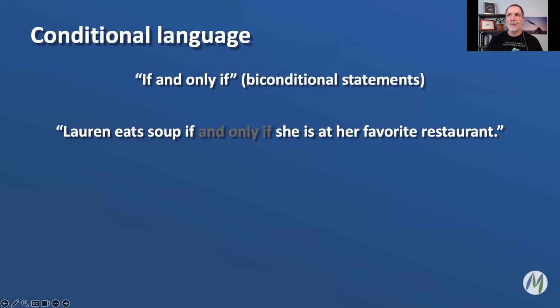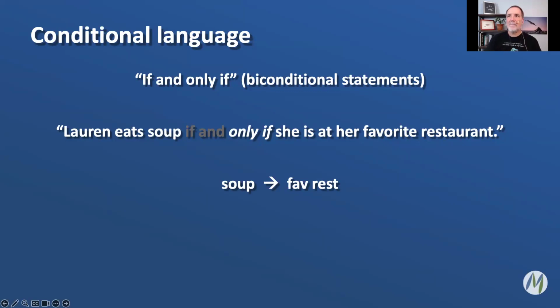So what do we do with this? Well, we just look at one at a time. Lauren eats soup if she is at her favorite restaurant. If she is at her favorite restaurant, then she eats soup. Right? So we can diagram it that way. Now let's look at the other side, the only if side. Lauren eats soup only if she is at her favorite restaurant. So we would diagram that as if soup, then favorite restaurant.